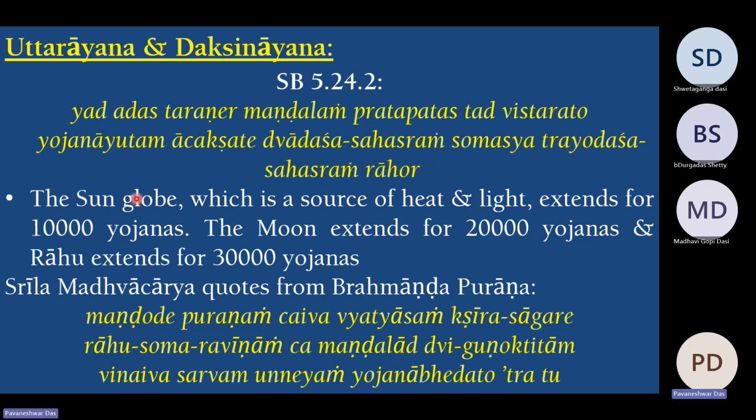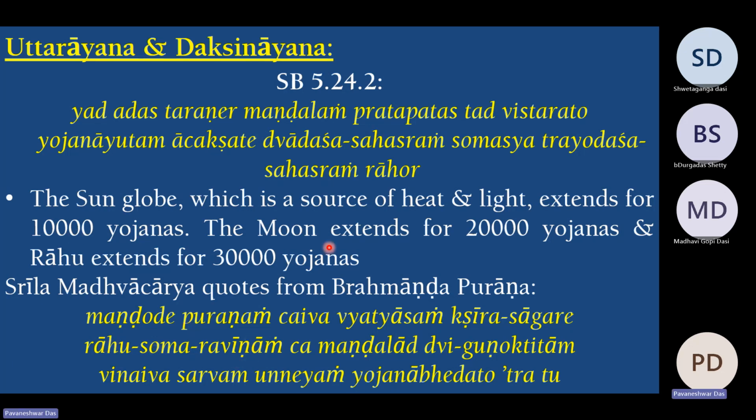Madhvacharya says that this dvadasha should be changed to dvidasha, two times ten, 20. Then somasya trayodasha, trayodasha means 13, but it should be taken as tri-dasha, 30. So these are the two corrections to be taken into this verse. Then the second correction: Rahu, Soma, Ravi, namcha, mandaladvi gunoksitam. They should be taken as twice the previous one. Soma should be twice the Sun.